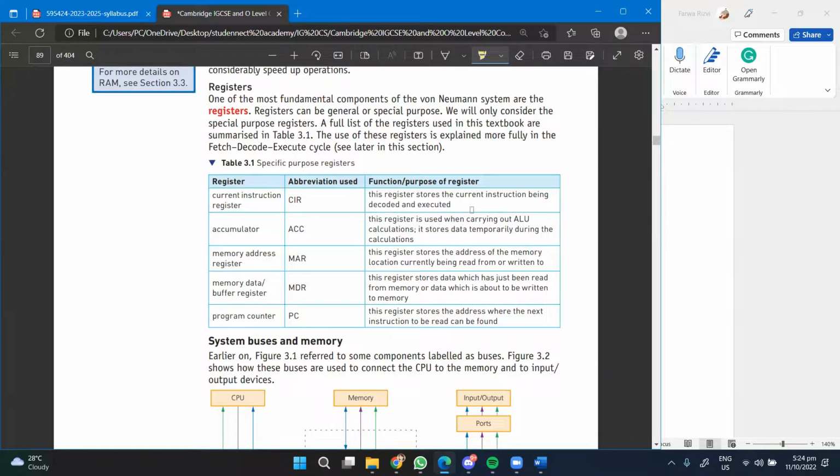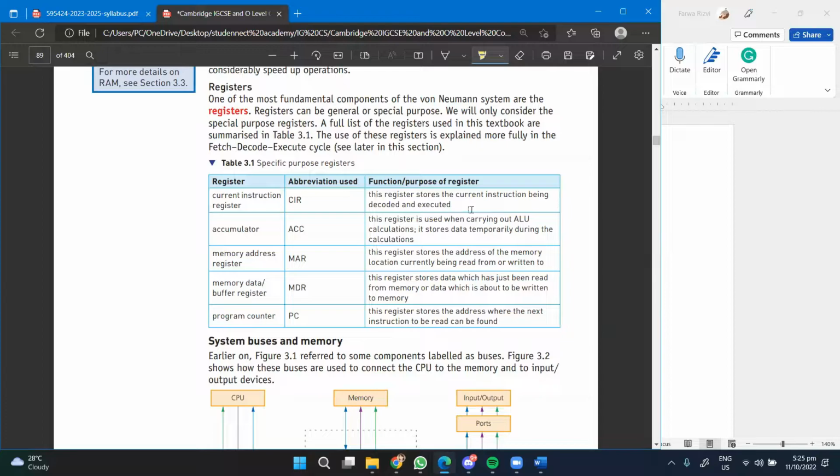The next one was the accumulator, this is the short form for it. This register is used when carrying out the ALU calculations, the arithmetic logic unit calculations, and it stores data temporarily during the calculations inside this accumulator. And the next register we have is the memory address register, which stores the address of the memory locations currently being read from or written to. So for any data memory storage location, either that data is being read or it's being written to a certain area, right? So it stores the address of that memory.